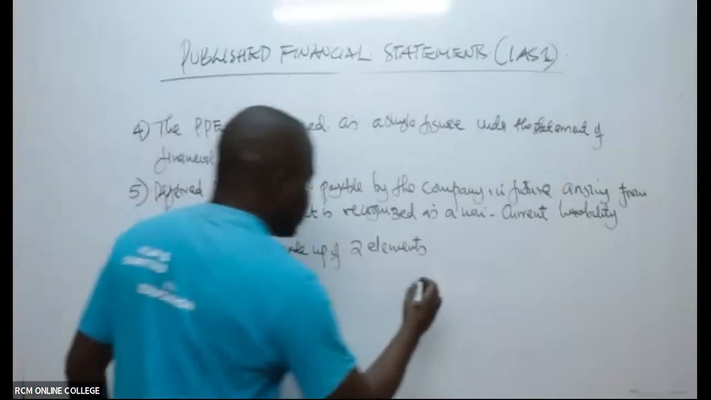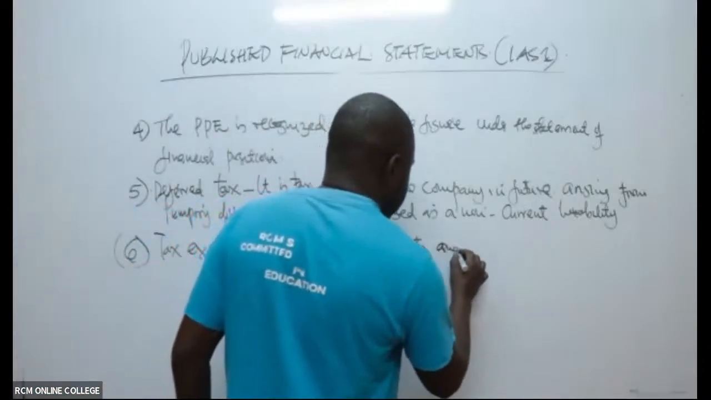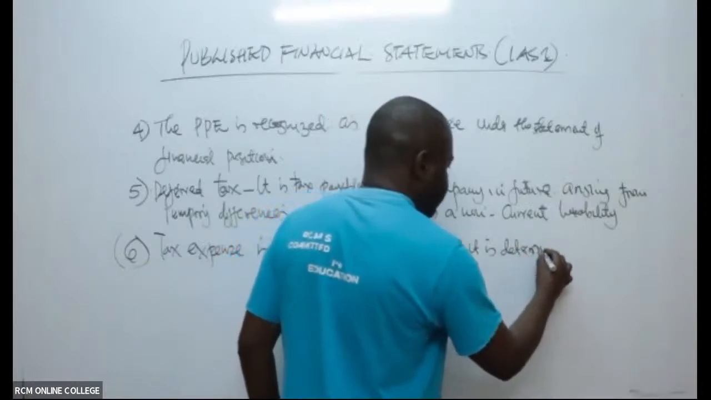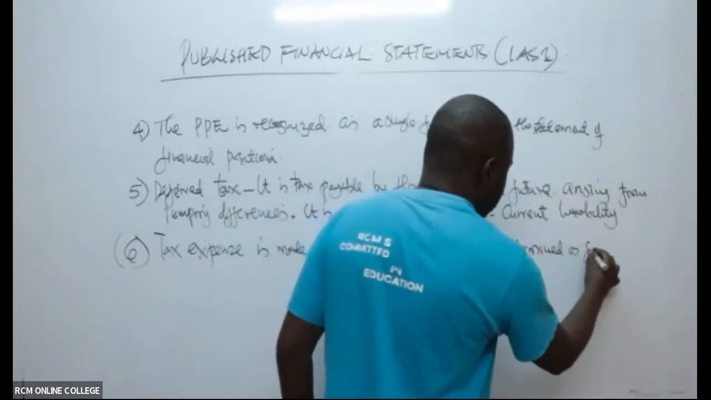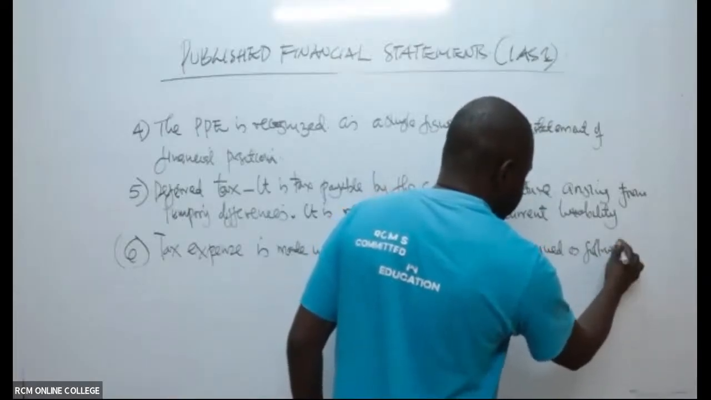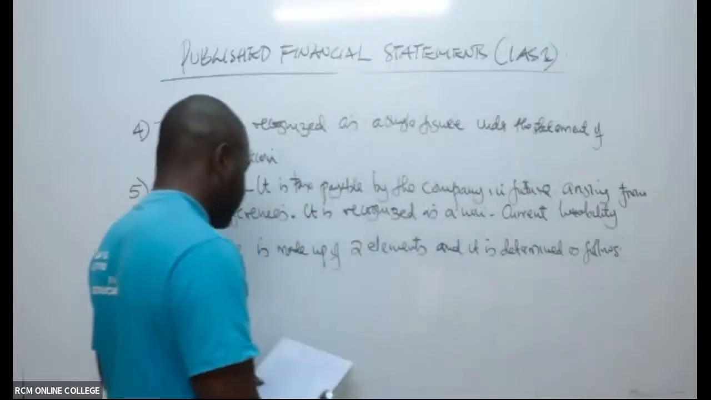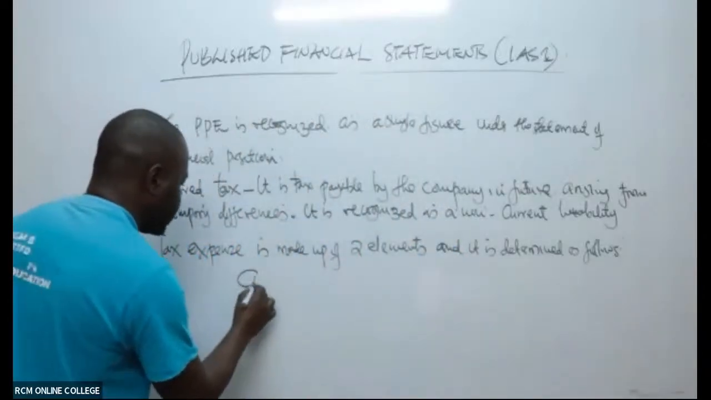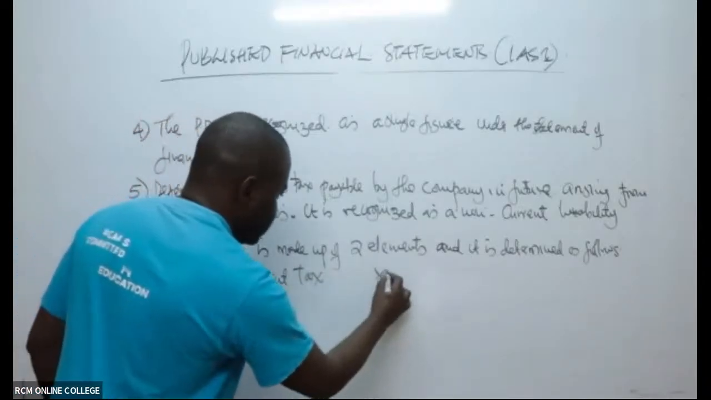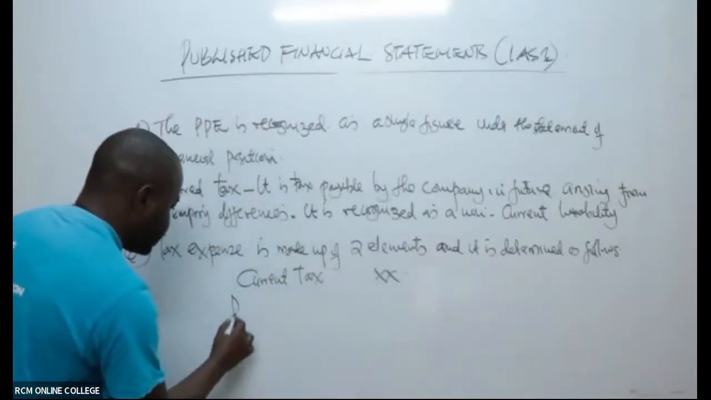It is determined as follows under published financial statements. Of course you'll be given the current tax, so you take the current tax. Then you add deferred tax.